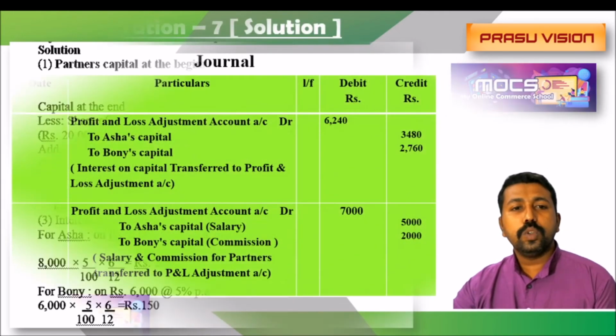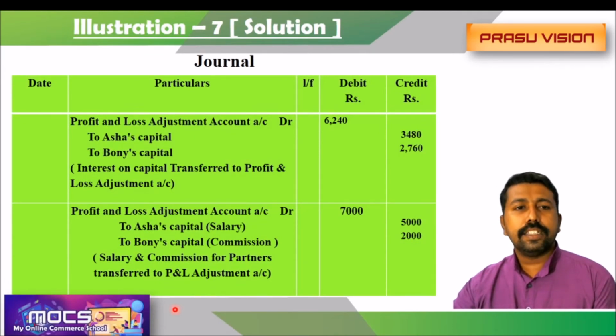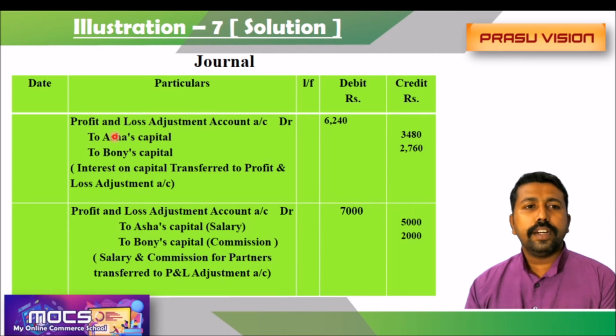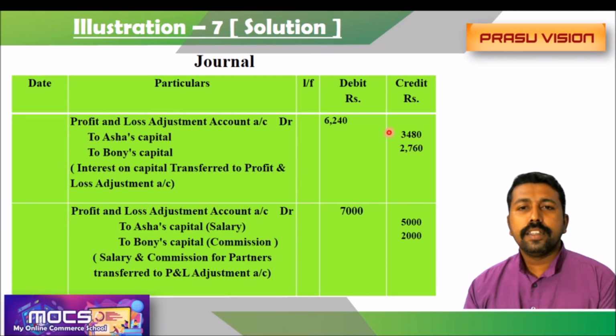Then we are going to write the adjusting journal entries separately. So the first entry is for the interest on capital: profit and loss adjustment account debited, to Asha's capital, to Bonnie's capital. The amount is written here.